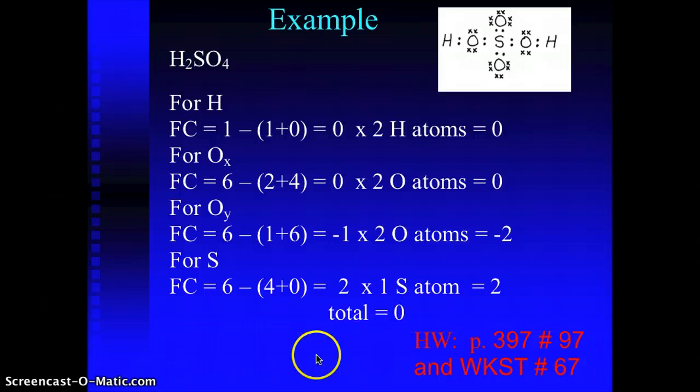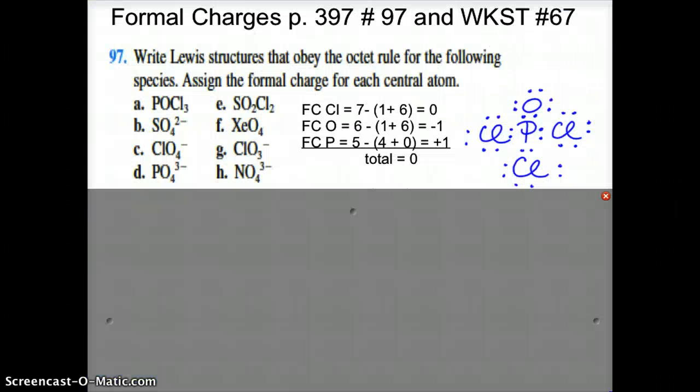So we have two problems that we're going to work on in the homework, number 97 on page 397, and then the worksheet, number 67, which is right on the next slide. We are going to do one of each of the two problems together, starting with number 97. There are 8 structures. Yes, you do need to draw all 8 of those structures and then check the formal charges. And it says the central atom, but I want you to do all of the atoms, not just the central atom. It's good practice. So here's our first structure, POCl3.